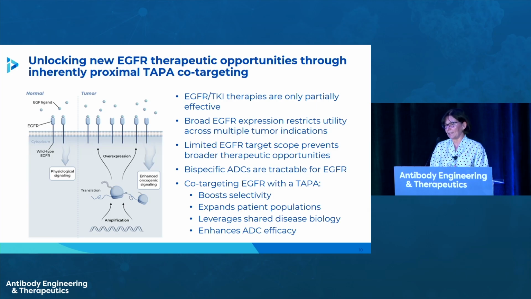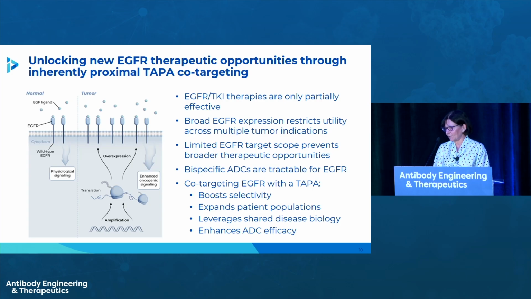And so we think if we make a bispecific ADC that's comprised of EGFR and another target, which we call a TAPA, which stands for a tumor-associated proximity antigen, we can generate a bispecific molecule that will boost that selectivity, therefore expand the patient populations this can be used in, and we're really leveraging this shared biology. So I should have mentioned this earlier, but one of the things we really believe about proteins that reside in these neighborhoods and have inherent proximity, they very frequently have a shared biology, and that's really something that we think is important to tap into and ultimately can translate into a more potent therapeutic.